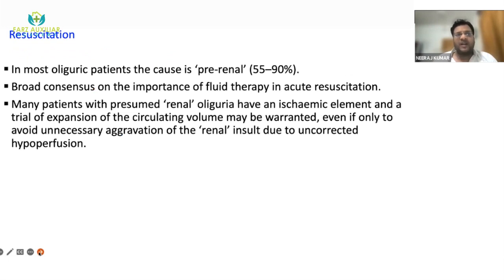Coming to the resuscitation part: I talked about non-oliguric patients, who are more in number, but if you do not manage them properly, they may land up in oliguric renal failure. In these oliguric patients, mostly the cause would be pre-renal failure, in 55 to 90% of patients. So a broad consensus was there to provide acute resuscitation in the form of fluid therapy. Many presume that these oliguric patients have ischemic hypoperfusion, and that's why a trial of giving more and more fluid to increase the circulatory volume has been warranted, even only to avoid unnecessary aggravation of the renal insult due to uncorrected hypoperfusion. So a concept was there that renal oliguria should be presumed to be due to ischemic hypoperfusion.